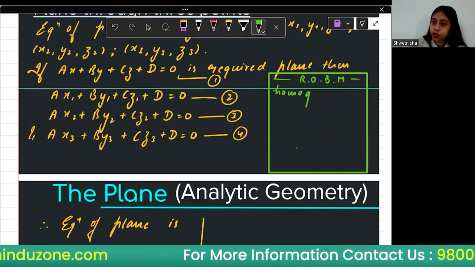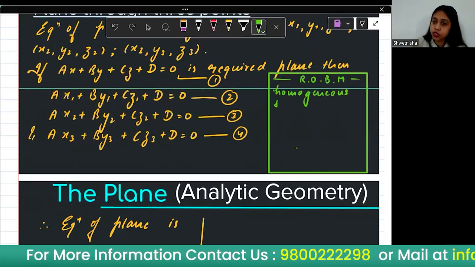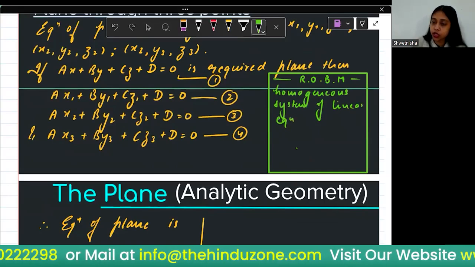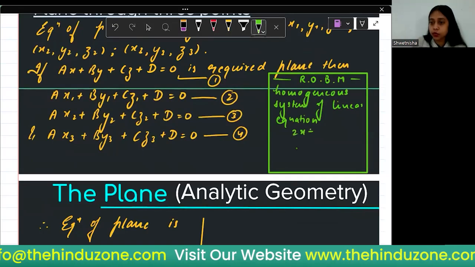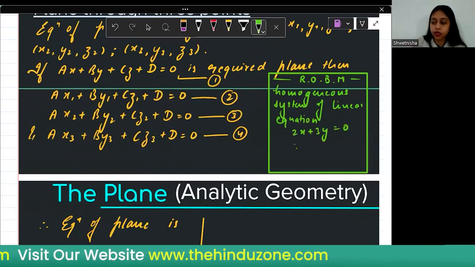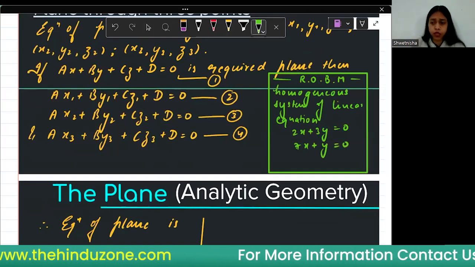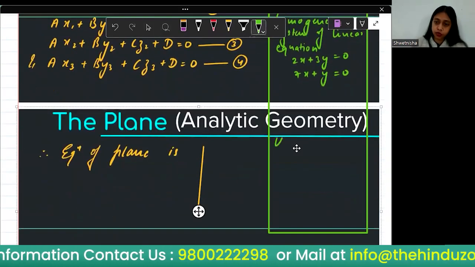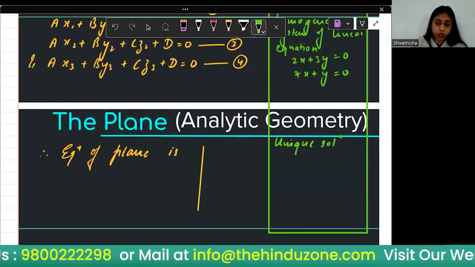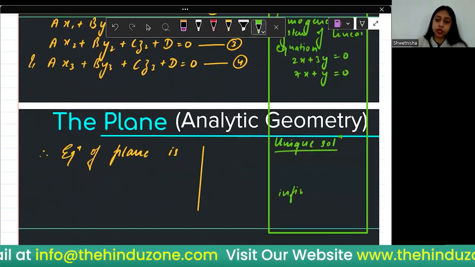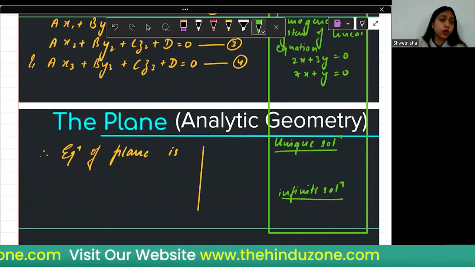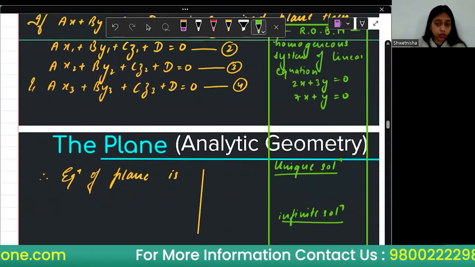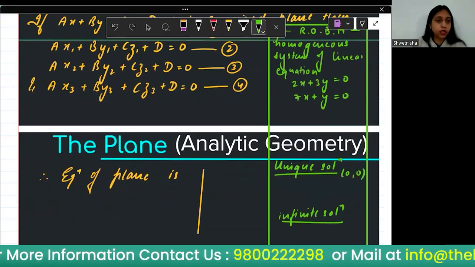if you have a homogeneous system of linear equations, so let's say 2x plus 3y is equal to 0, and let's say 7x plus y is equal to 0, maybe this is the equation, then this system of homogeneous equations can have a unique solution or infinitely many solutions. It's not possible to have no solution. Why? Because 0, 0 is always the solution. If you substitute x 0, y 0, that is always the solution. So if it is a unique solution, then obviously 0, 0 is that unique solution.